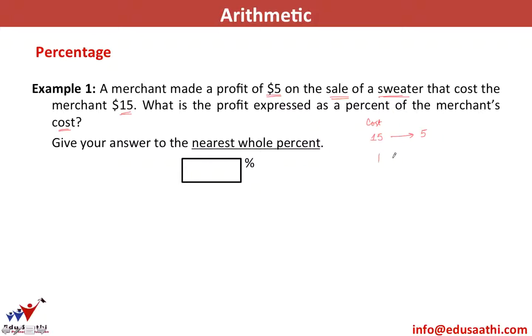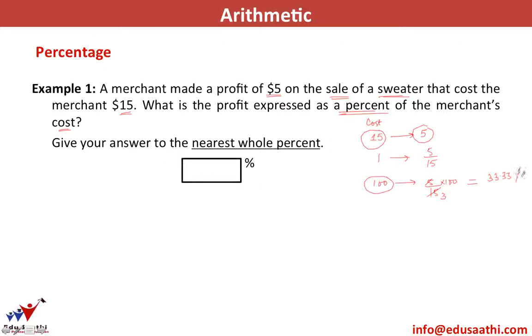If the cost is 1, the profit is 5 by 15. If the cost is 100, the profit is 5 over 15 into 100. So I'm just applying the unitary method. Why have I done 100? Because I'm finding it as percent. Percent means per 100. If the cost is 15, I'm getting 5 profit. If the cost is 100, how much is the profit that I will get? So 5 by 15 into 100 is 100 by 3, this is 33.33.